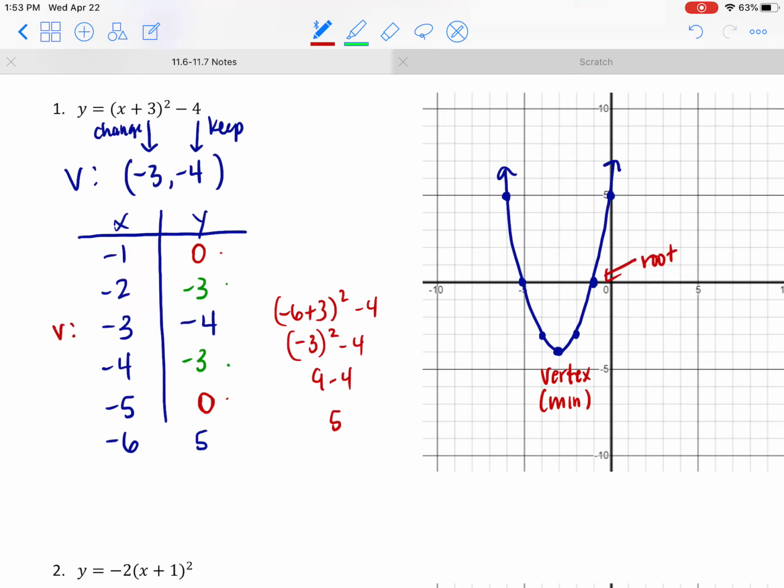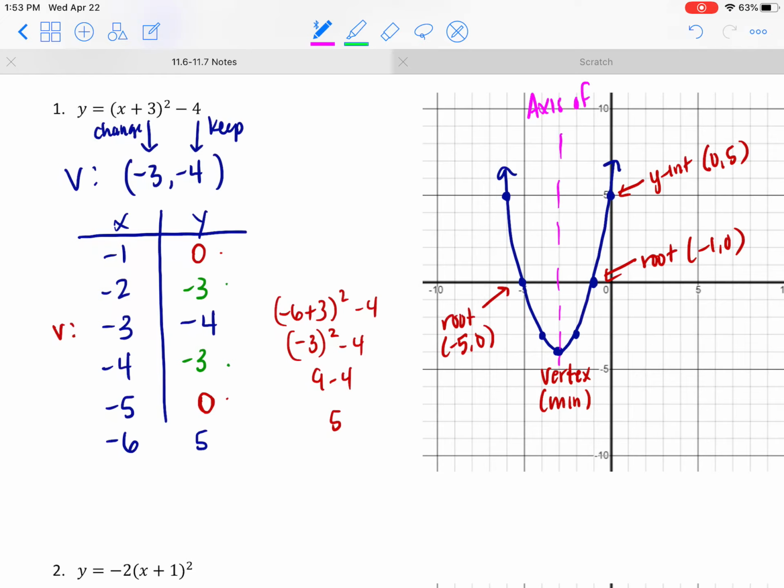And just to reinforce, here's our vertex. This vertex is at the bottom of the graph, so we would call it a minimum. We have a root here at -1, 0. We have a root here at -5, 0. And remember, root is just another word for an x-intercept. And we have a y-intercept here at 0, 5.